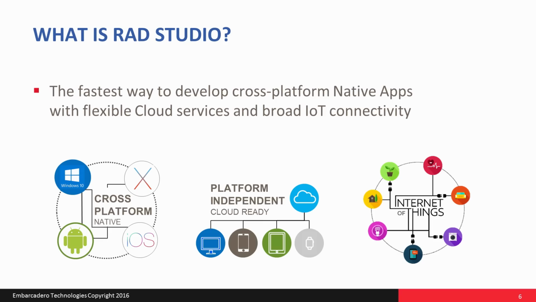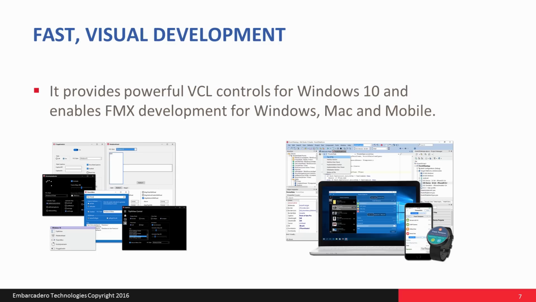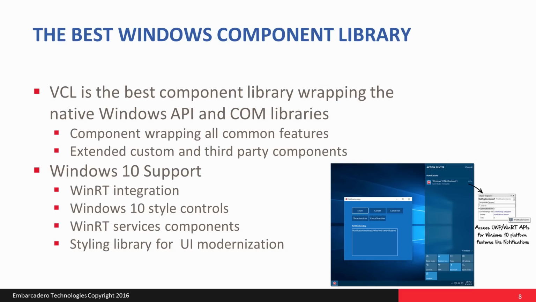If you're not already familiar, RAD Studio is the fastest way to develop cross-platform native applications with flexible cloud services and broad Internet of Things, or IoT, connectivity. RAD Studio allows for fast visual development by providing powerful VCL controls for Windows 10 and enabling FMX development for Windows, Mac, and mobile. Embarcadero offers the best Windows component library out there. With our last release, we put out extensive support for Windows 10, including support for Windows RT integration, style controls and components, and other features and functions.